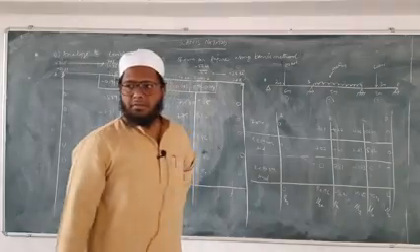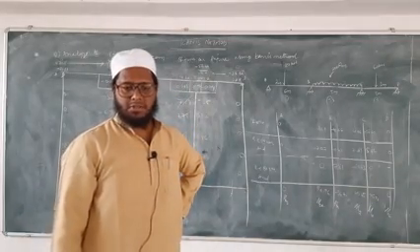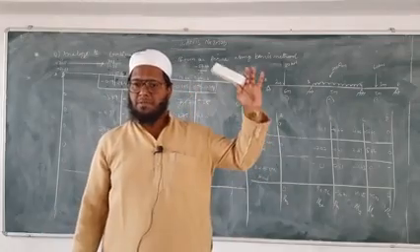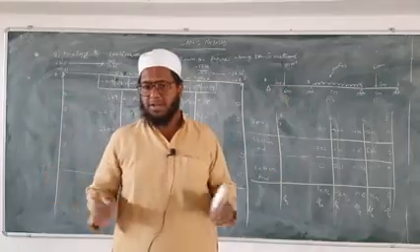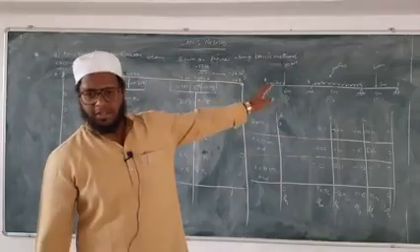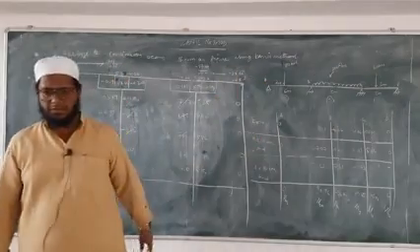All right, followed everyone? So this is the second type of problem in Kani's method. In the previous method, we had completely fixed end conditions. In this one, all the end conditions were different. This is the method. Okay, copy down.